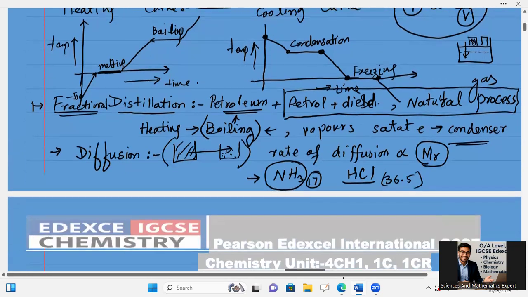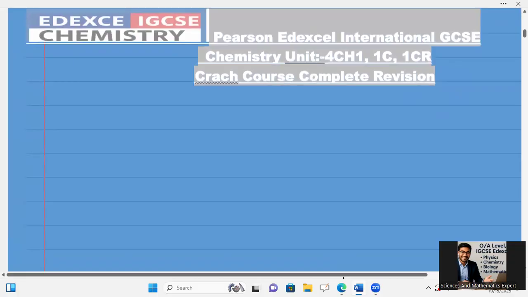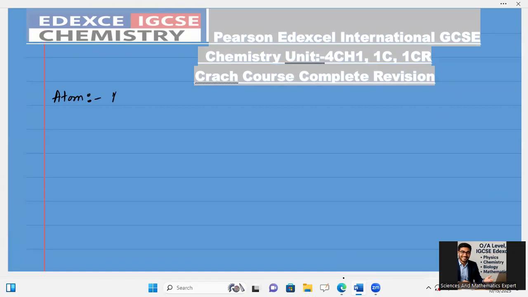Now I am moving towards the basic structure of the atom. As we know, an atom is the smallest particle of matter. An atom basically contains a nucleus, where we can say protons and neutrons are available.